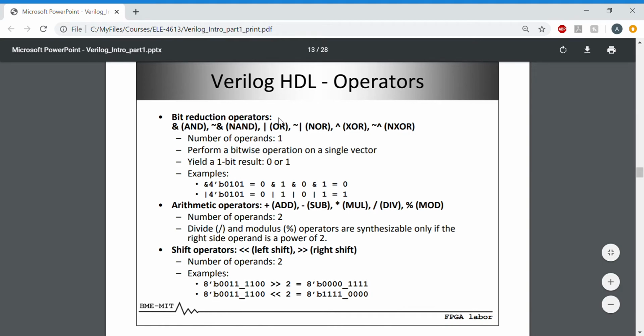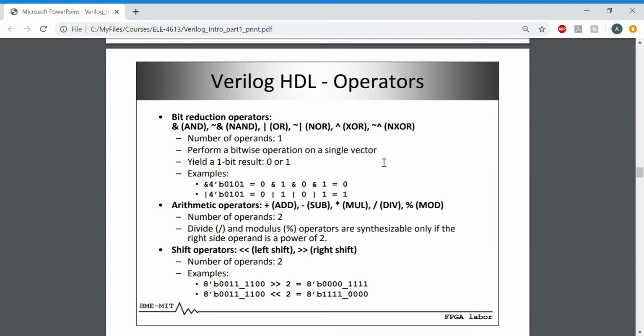Bit reduction operators. What is bit reduction? You are going to do an operation with all the bits of the same value. So here, AND of 4'b0101. You do 0 and 1 and 0 and 1, so 0. So you are doing bit reduction. This is the OR. The result is always going to be 1. It yields a 1-bit result, 0 or 1.